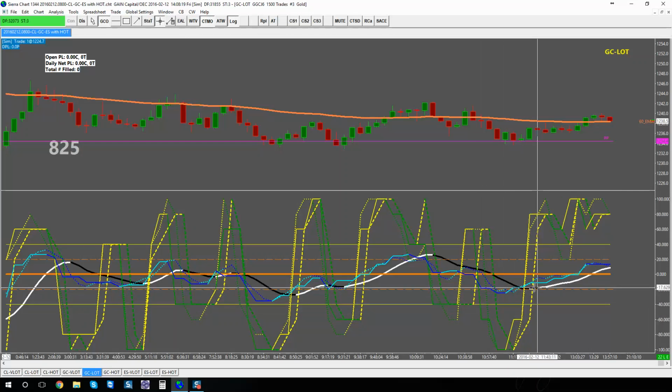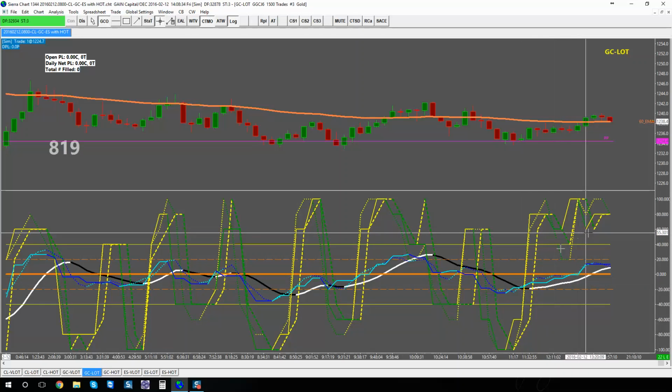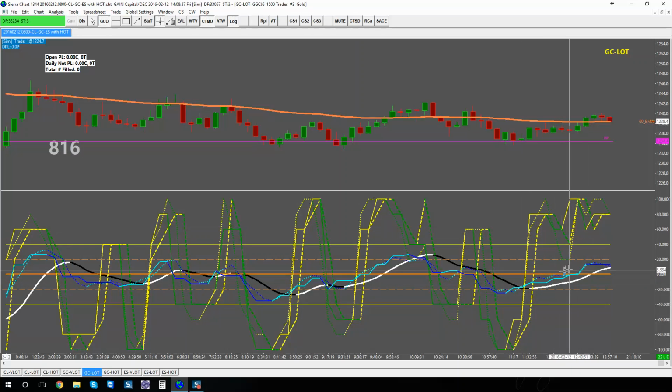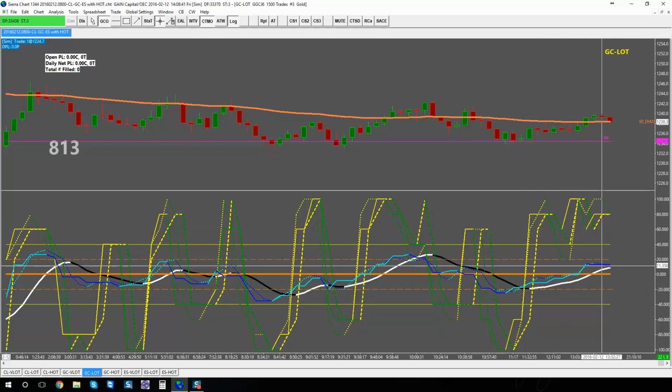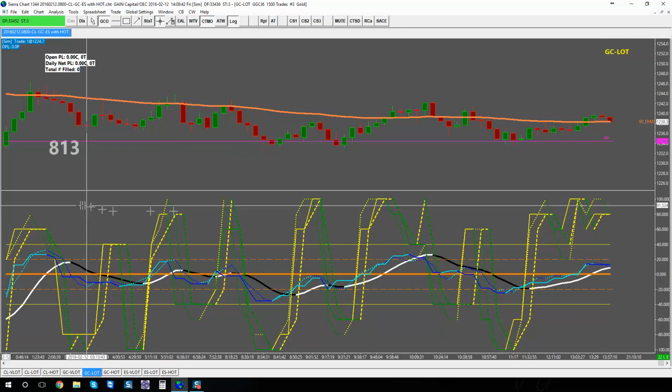Would we have taken this long? Questionable, because the distance between the blue and the white are so close together, so we should not have taken this long. But since the Aroon is going sideways, yeah, it's going to be a sustained long until here. Time to get out. What else?